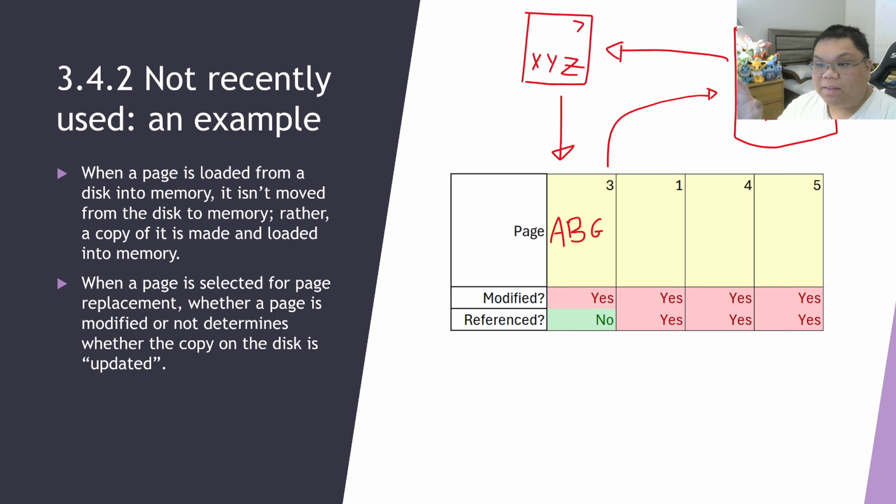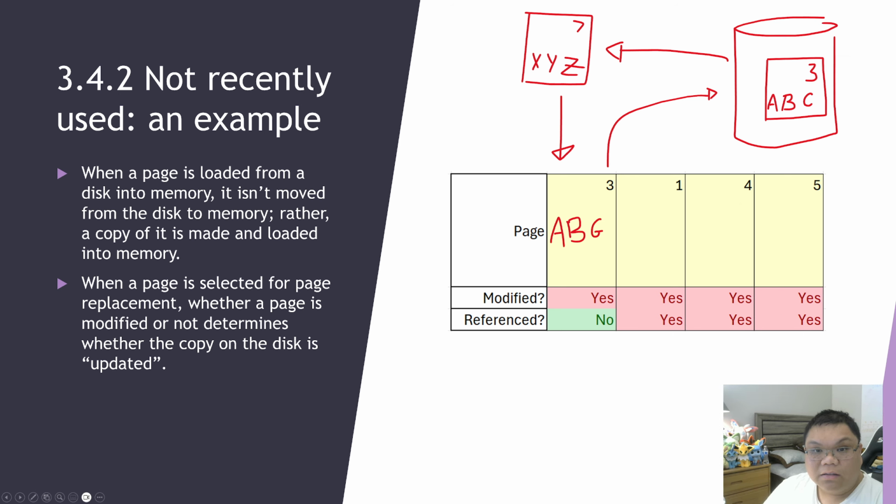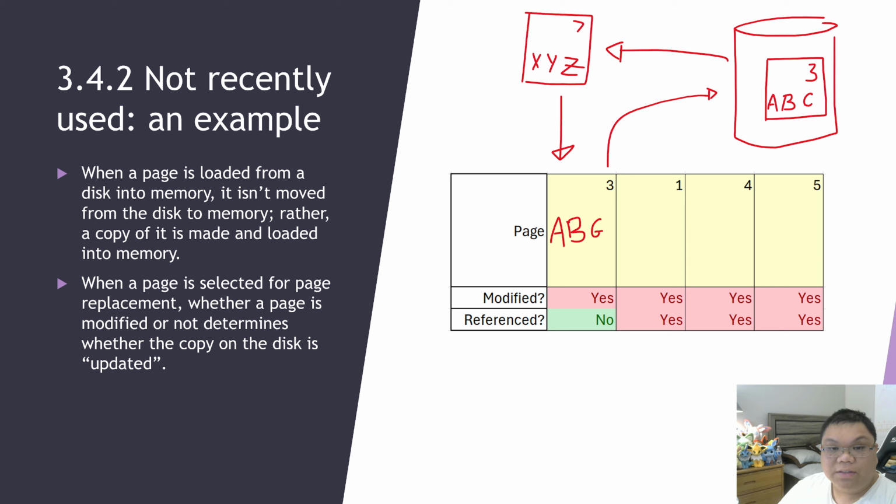When a page is loaded from the disk into memory, it isn't moved from the disk, but rather a copy of it is made and loaded into memory. When a page is selected for page replacement, whether a page is modified or not determines whether the copy on the disk is updated. So the copy of page 3 on the disk will not be up to date compared to the one in the page frame. So we gotta save those changes before we load our new page, say it's page 7, into the frame that page 3 was in.